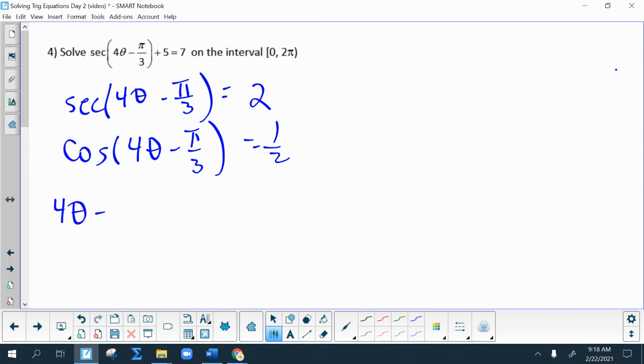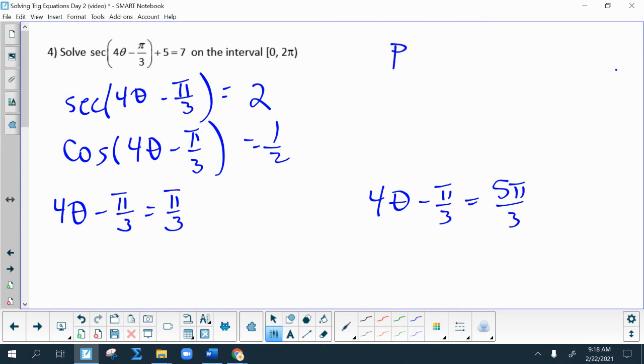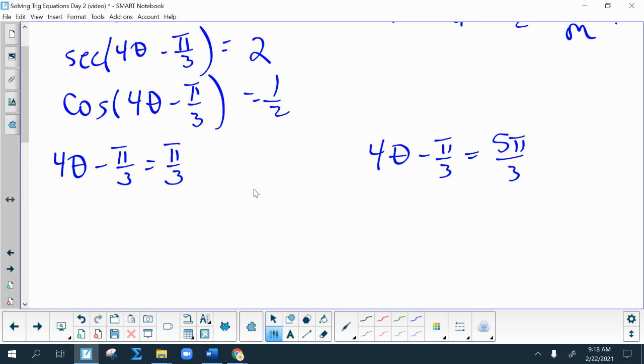Cosine is equal to a half. We actually already did this at pi over 3, and cosine is equal to 1/2 at 5 pi over 3. Now the period of this problem is 2 pi divided by 4, or pi over 2. So that's what we'll be adding on. But you can also think ahead that you're going to have 4 times as many solutions for this one. So there's going to be quite a few answers.